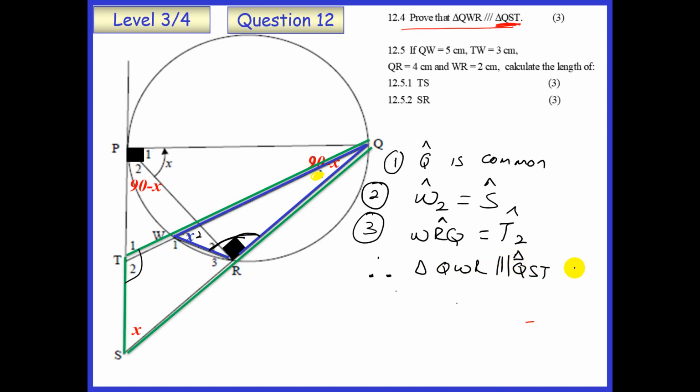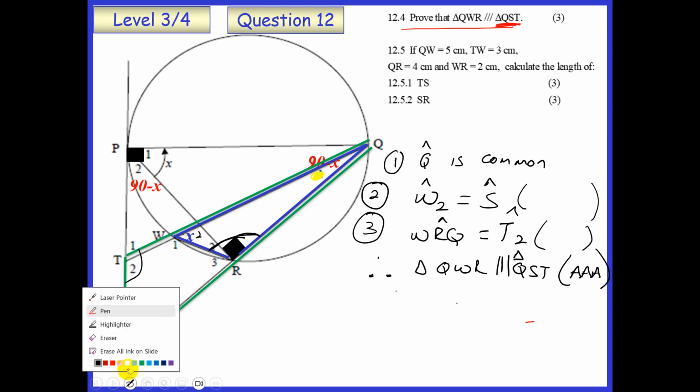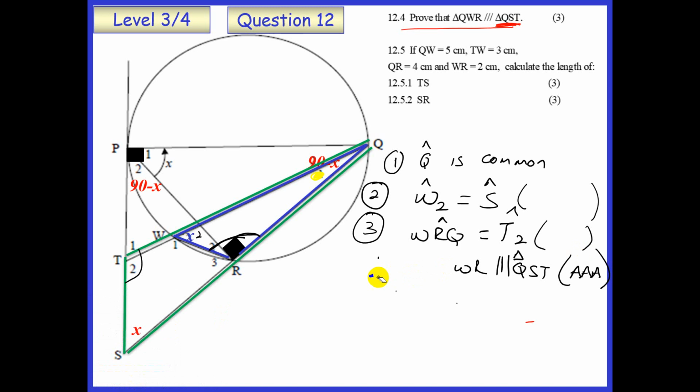Make sure you have your triangle sign. And our case here would be angle, angle, angle. Make sure you write down your reasons. Remember, W2 was equal to S2, proved above, and the last one is sum angles of a triangle. So that completes question 12.4. I'm going to erase that.